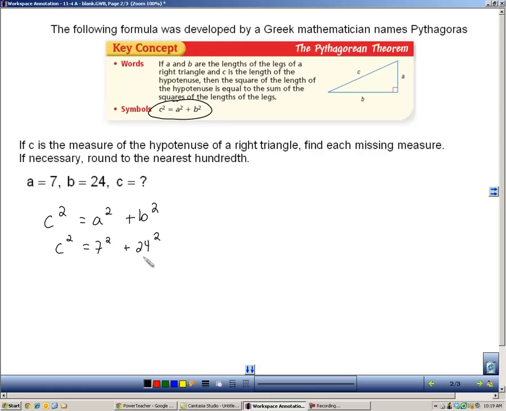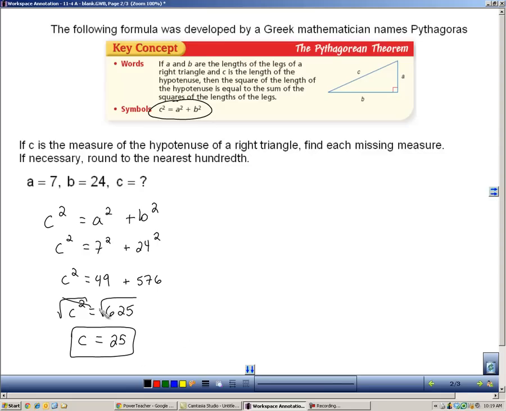So now let's square both of these numbers. 7 squared is 49, and 24 squared is 576. Adding those two together, you get 625, and that equals C squared. Well, my goal is to find the measure of C, not C squared. So how do we get rid of a square? We use its opposite, which is a square root. So C equals the square root of 625, which, if you know that or have a calculator, you can find is 25. So we would say the measure of the hypotenuse of this triangle is 25.